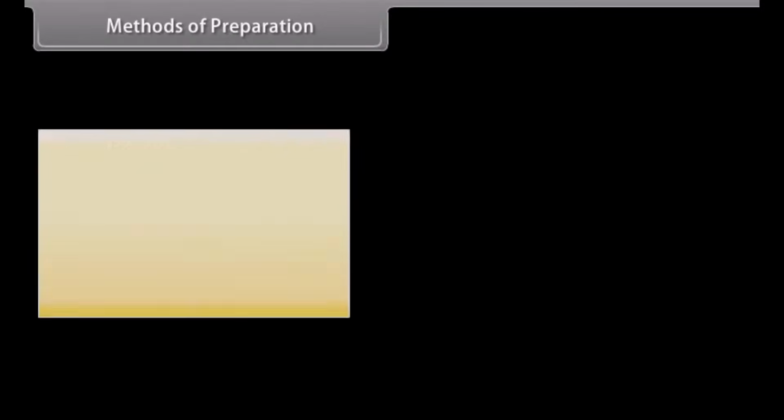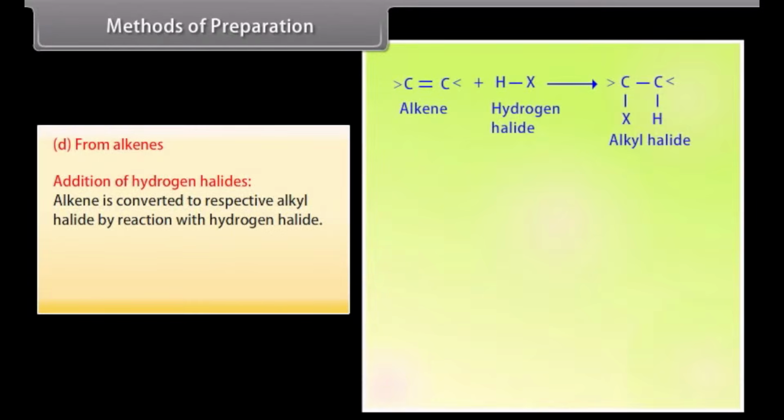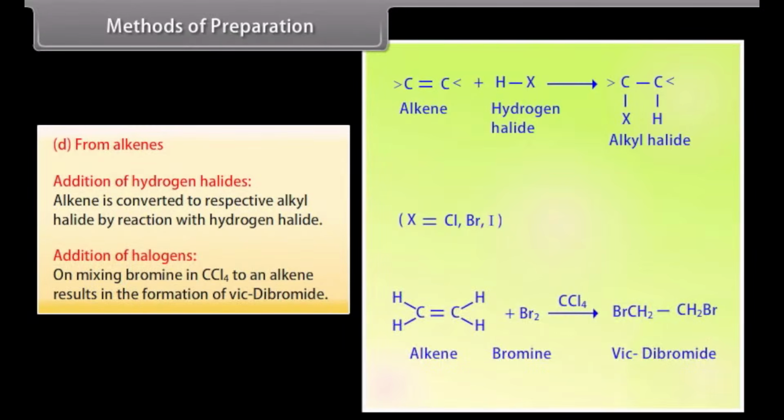Methods of preparation. From alkenes. Addition of hydrogen halides: alkene is converted to alkyl halides by reaction with hydrogen halide. Addition of halogens: on mixing bromine in CCl4 with an alkene, it results in the formation of a vicinal dibromide.